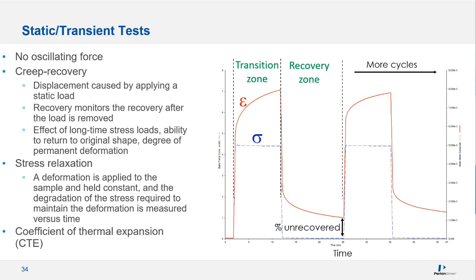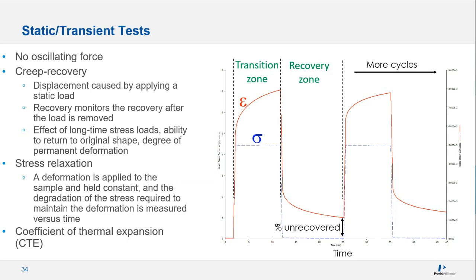The second is stress relaxation. Deformation is applied to the sample and held constant. And the degradation of the stress required to maintain the deformation is measured versus time. So different than creep, this time we hold the deformation and monitor the change of the stress.